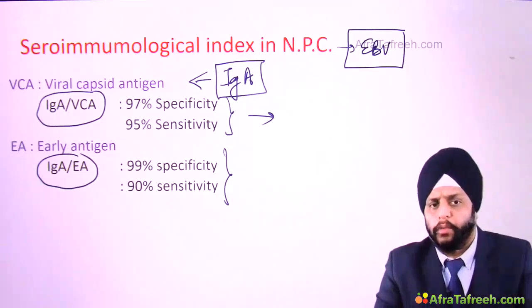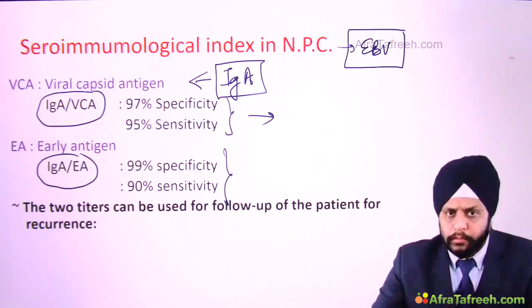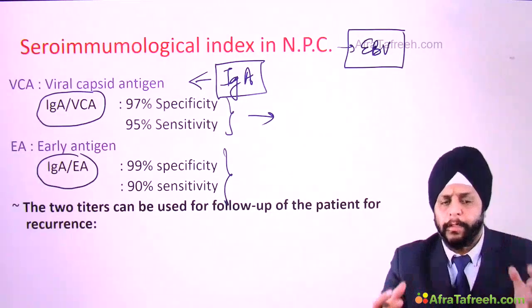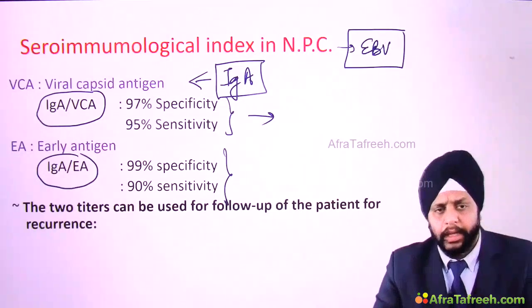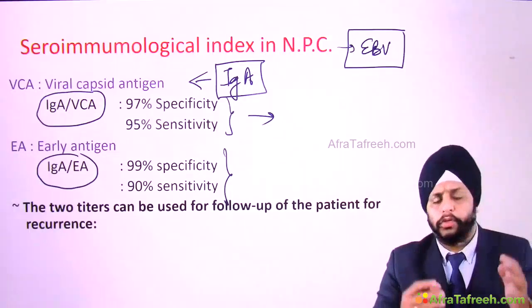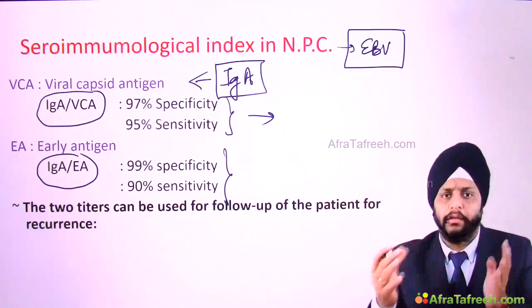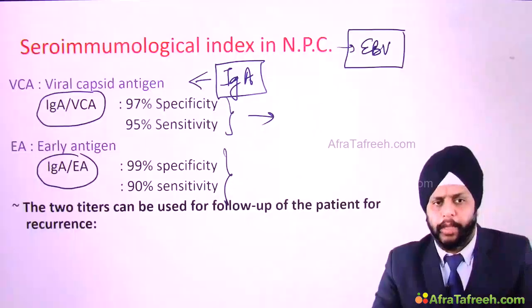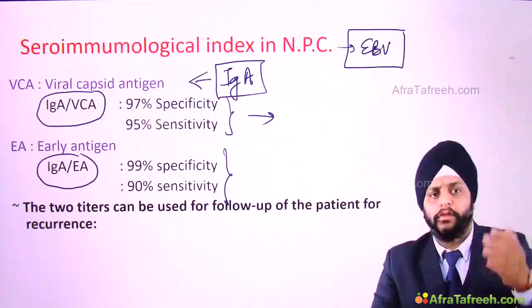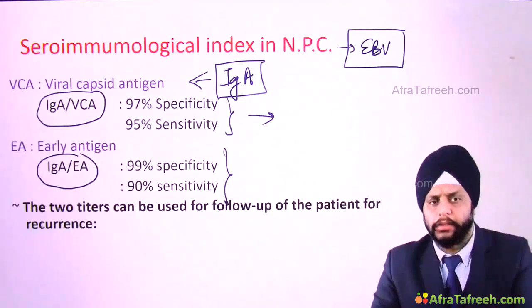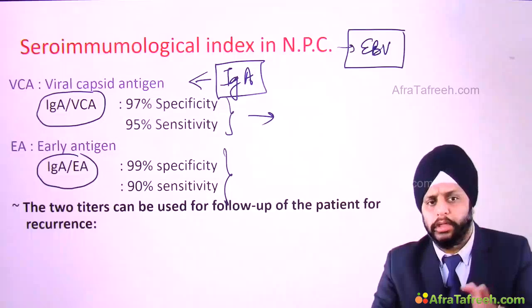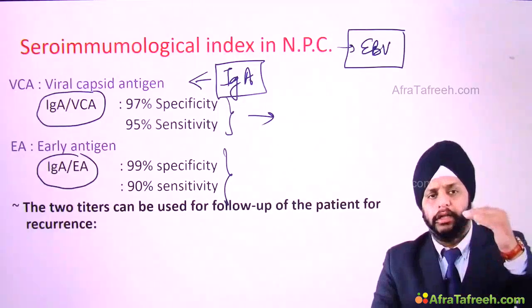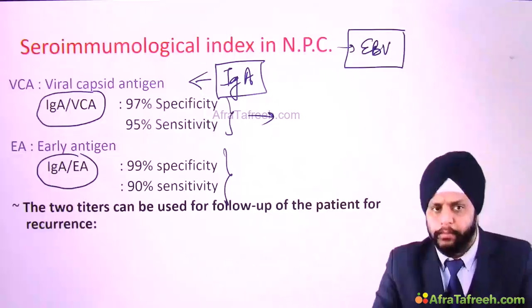Which two ways? Number one, we can use them to follow up a patient for recurrence. Suppose there is a patient who had NPC and has been treated. Now, the prognosis for NPC is good, so a lot of patients will live out the NPC. So you have to follow them up. The best way to follow them up, to see whether the NPC is growing again, is to do the antibody titers for IgA to VCA and IgA to EA. Suppose these titers start increasing, that means there is a recurrence of NPC.